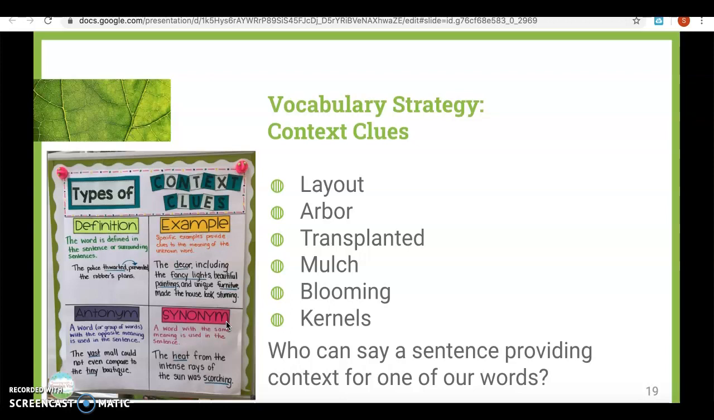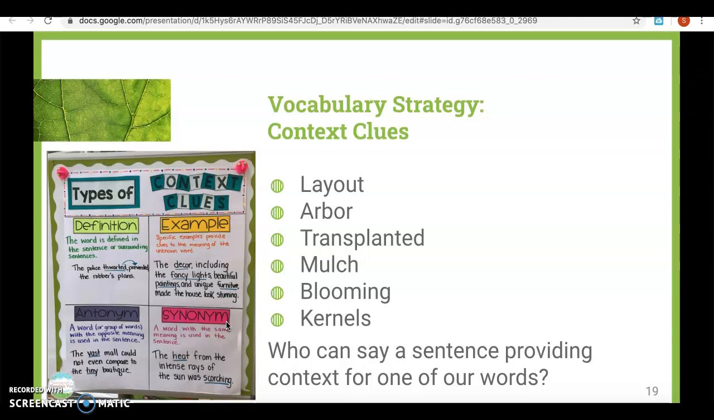We can also have a word or group of words with the opposite meaning of the word. Here's an example. The vast mall could not even compare to the tiny boutique. Since the sentence says not, that helps us know that tiny is an antonym of vast. Vast would mean huge.